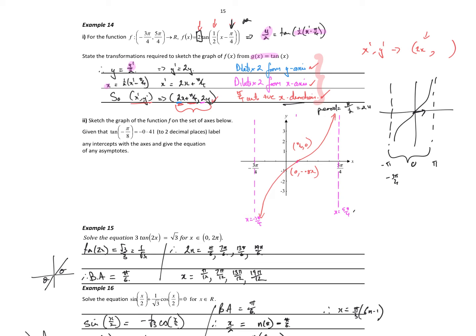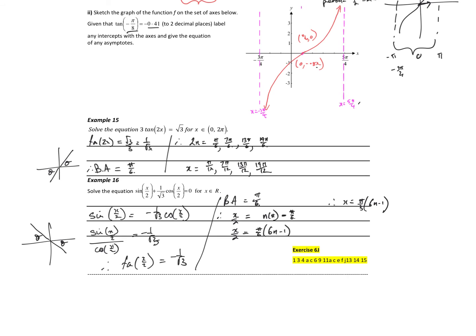And my y-intercept, well, if I put x equal to 0 into my function, I get tan of negative pi on 8, which is equal to negative 0.41. But I've got a 2 out the front, so I've got to multiply it by 2. So my y-intercept is actually 0, negative 0.82.